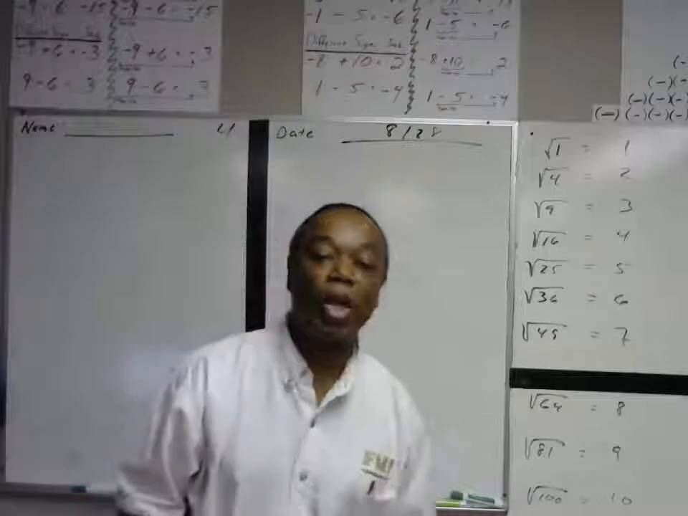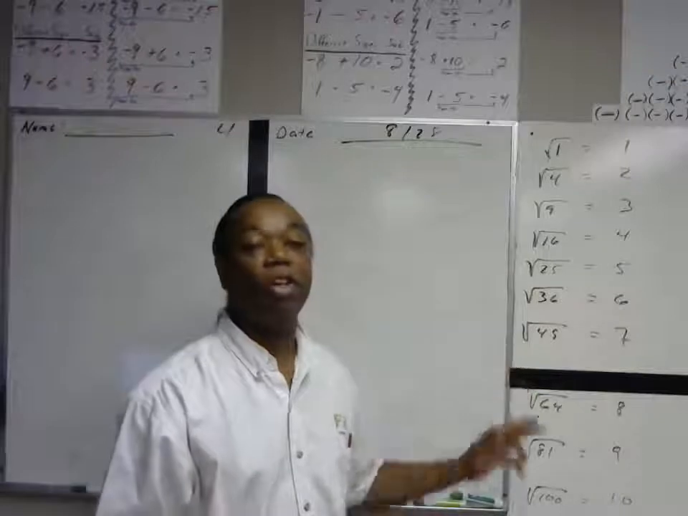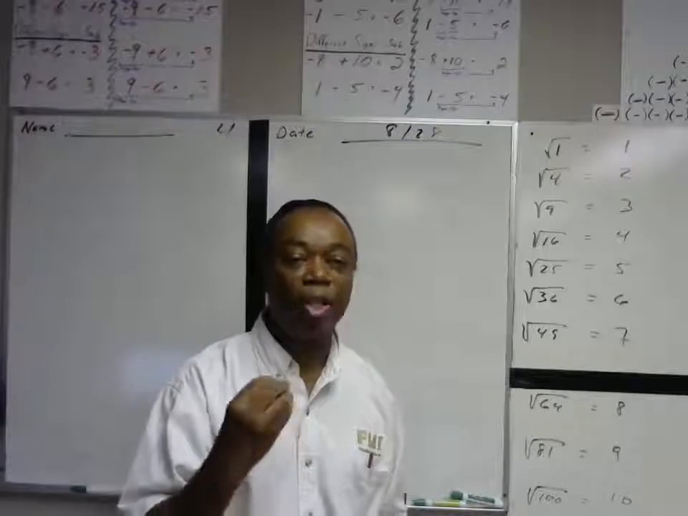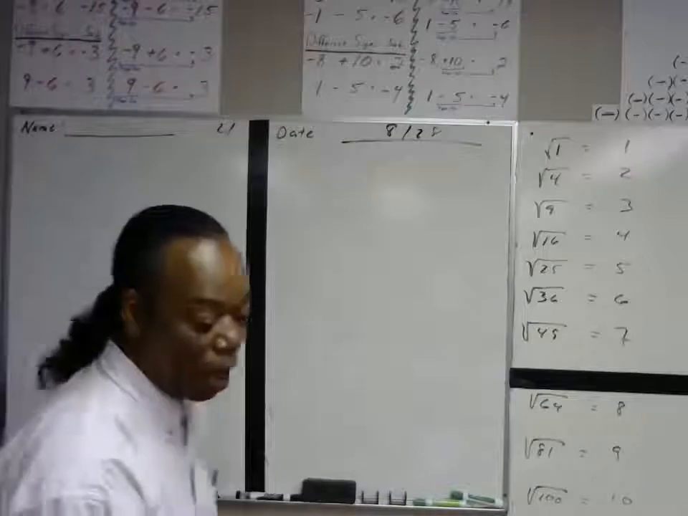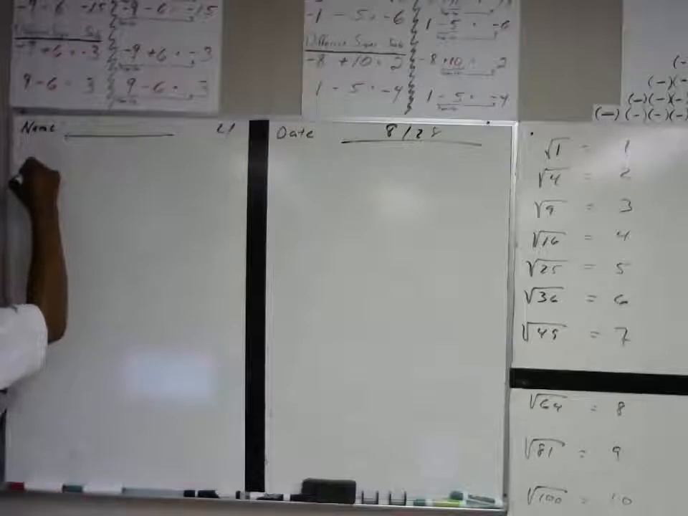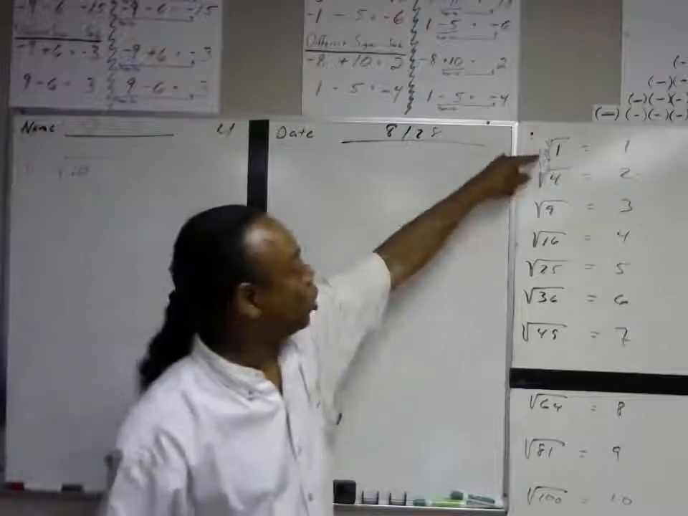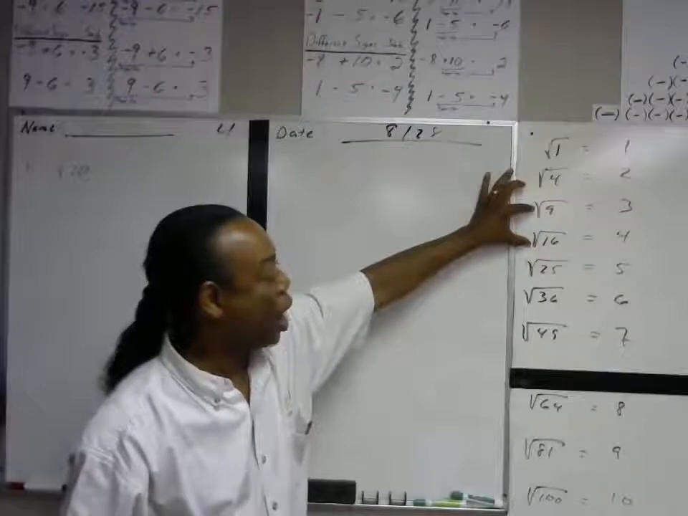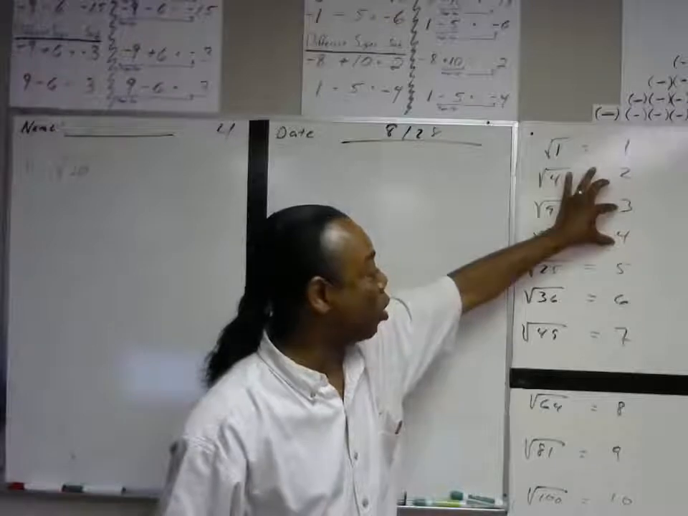When it comes time to doing approximations, we use this chart right here to figure out the approximation of a root that is not perfect, or should I say a number that is not perfect. Some examples of that. Let's say I had the square root of 10. The square root of 10 is not up here, but it is between the square root of 9 and square root of 16. That means that the answer is going to be between 3 and 4.